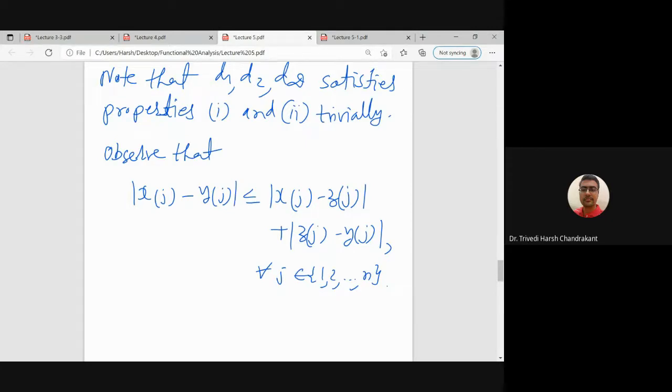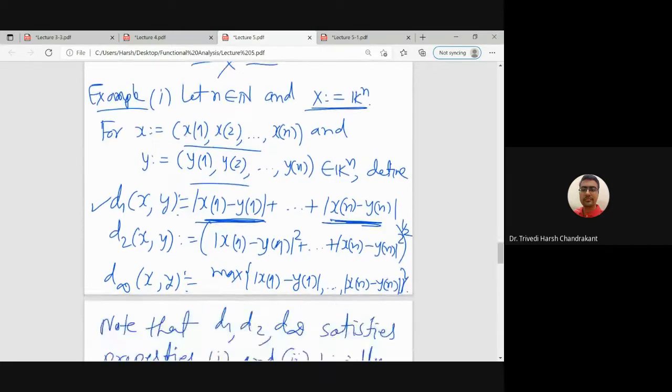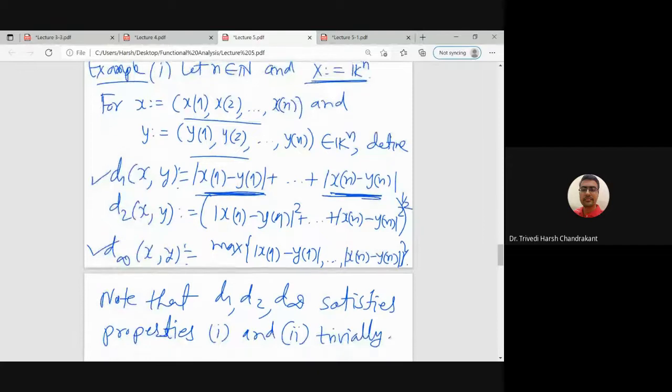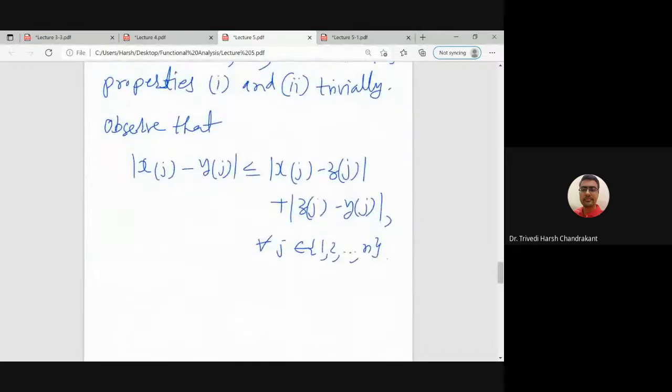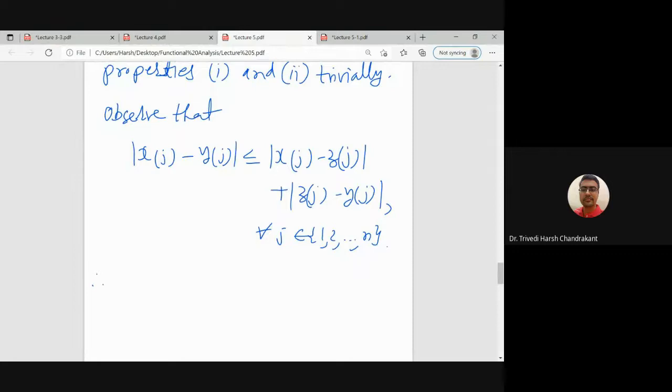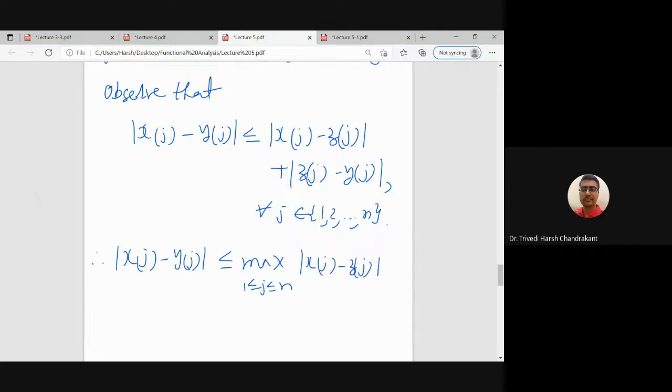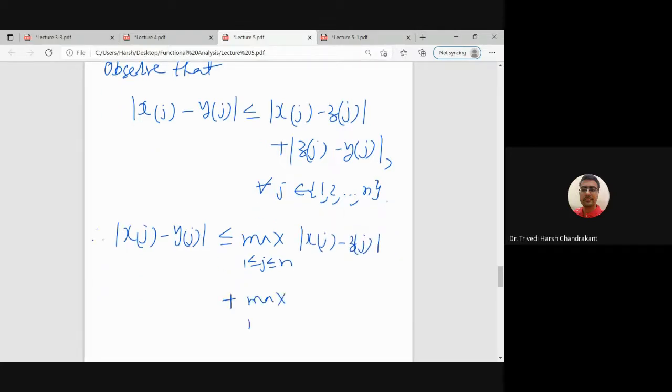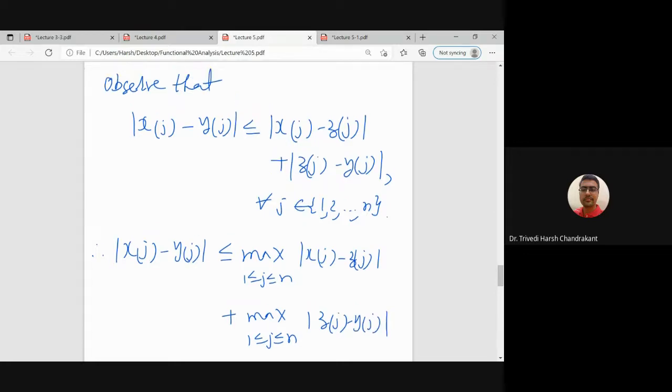So now if we want to show that the third metric, that is d infinity, which is the maximum of these numbers, satisfies the triangular inequality, then we can see that |xj minus yj| is less than or equal to |xj minus zj| plus |zj minus yj|. Right, this is true for every j.